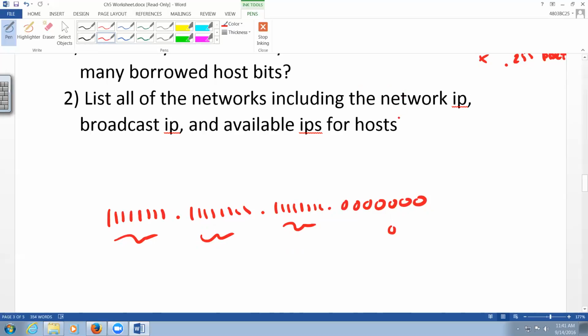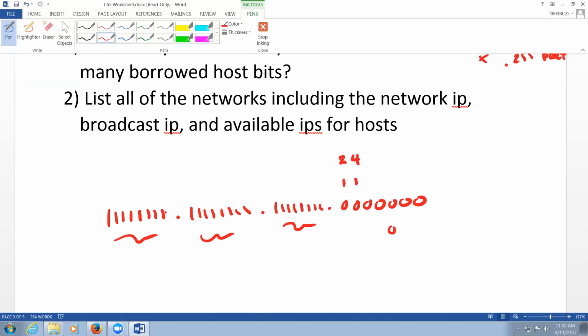So if we borrow 1 bit, 2 to the 1 is 2, so now we can have 2 networks. If we borrow another one, 2 to the 2 is 4, and we need 6. Can we stop at 2? Is 6 greater than or equal to 4? 6 is greater, so we have to borrow 1 more to get up to 8.